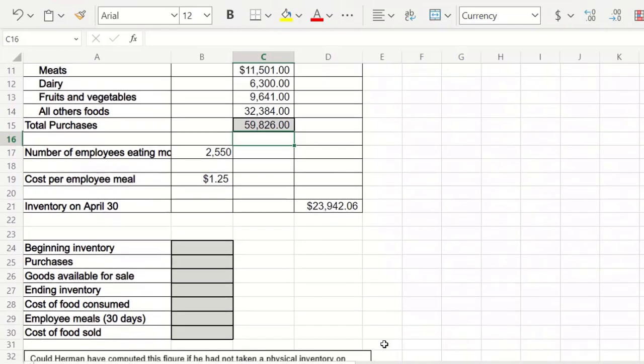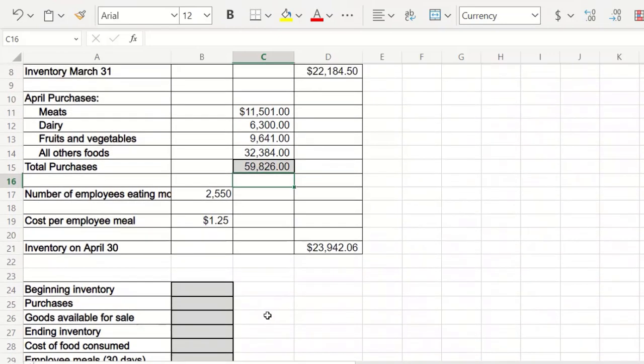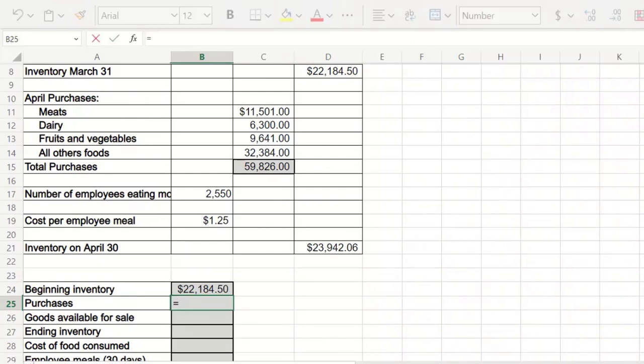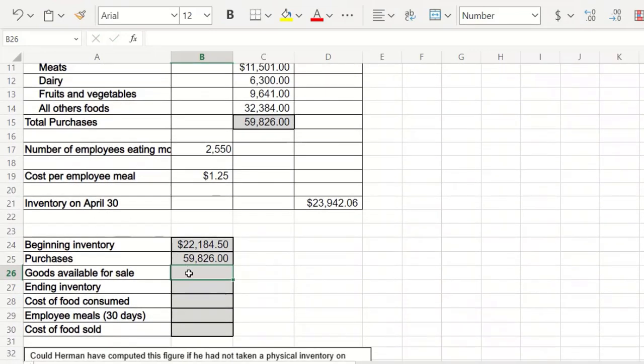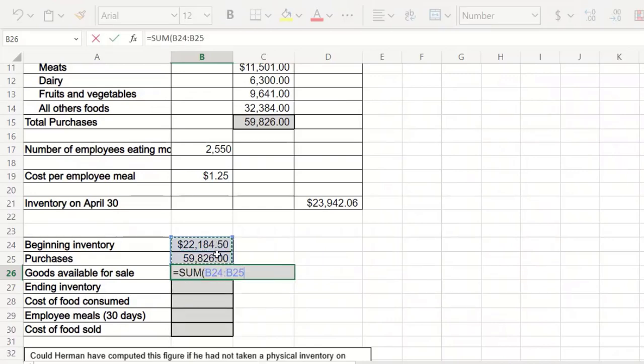All right, so let's take that information. Let's calculate our cost of food sold. Okay, so our beginning inventory, we're just going to take that from March 31st. That was the inventory at the beginning of the month. Then we're going to input our purchases. So to get our goods available for sale, we're going to add those two together, okay? So everything that they had on their shelves, which was the 22,000, plus what they purchased, the 59,000, is what they could sell. So let's just add those two together. And we have $82,010.50 goods available for sale.